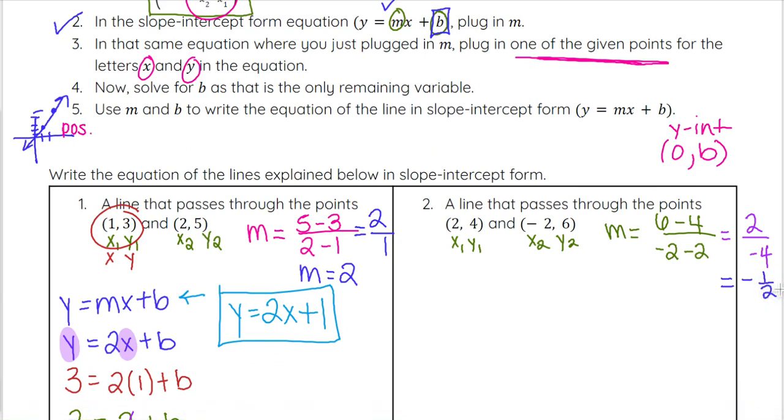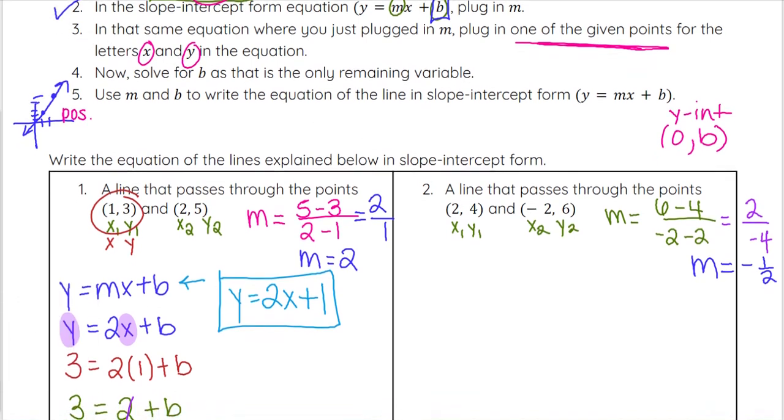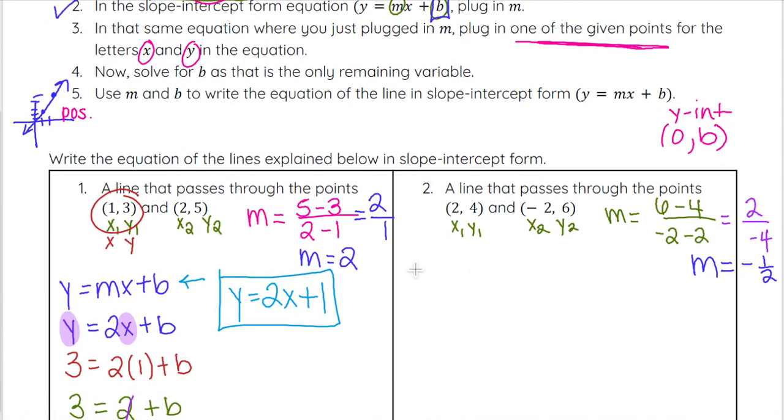And again, that negative could go up with the 1, it could go out in front, or it could go on the bottom. It just can't go with the top and the bottom. So there can't be a negative on the top and the bottom. Otherwise, that would simplify to a positive number. So our slope is negative 1/2. Now we move on to step 2. We put that m into our slope-intercept form. So y equals negative 1/2 x plus b.